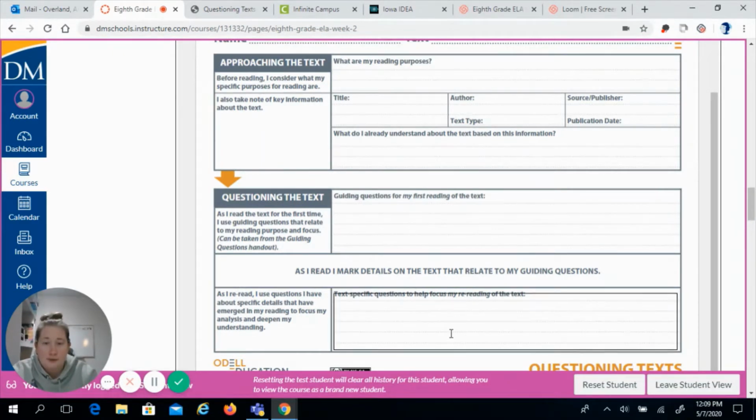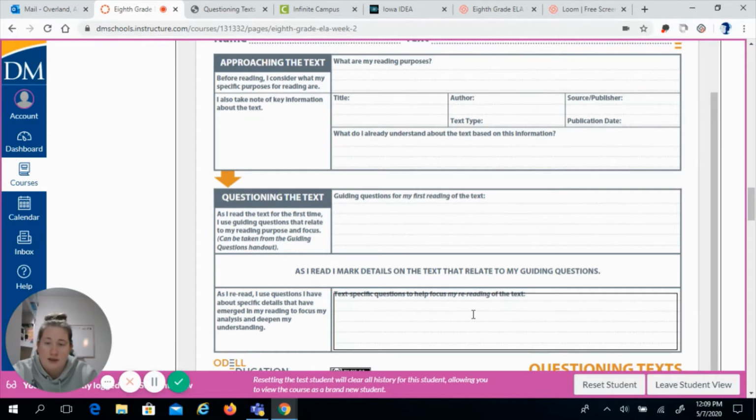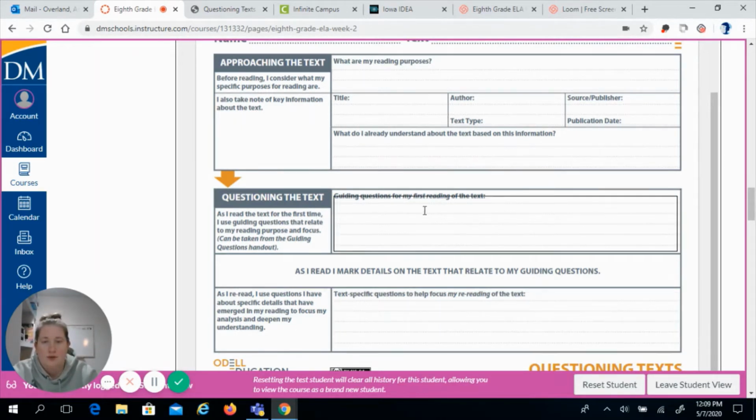When you reread, you're going to focus deeper in. So if you're focusing on vocabulary up here, down here it might be, well, what did the author do to tell me the meaning of this word? What context clues did they find? What exactly do they mean when they say this word? So these will be more general, these will be more specific, and both of these happen while you are reading.